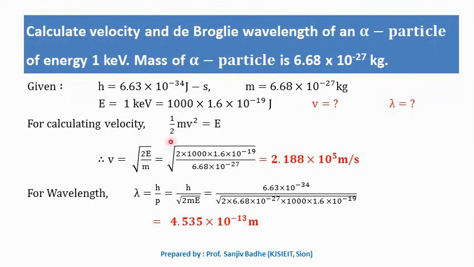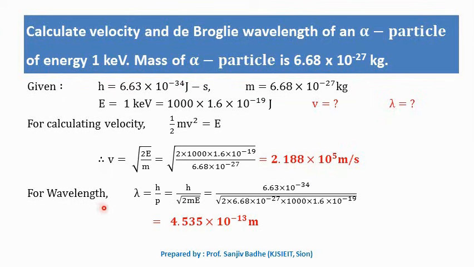That can be calculated by using the simple relation 1 by 2 mv square is equal to energy. So using this we can write v equal to square root of 2E upon m. E is 1000 into 1.6 into 10 raised to minus 19 and m is 6.68 into 10 raised to minus 27 kg. So by substituting these values, we can calculate the velocity of the alpha particle as 2.188 into 10 raised to 5 meters per second. So this is the value of the velocity.